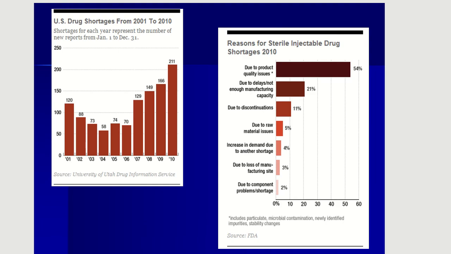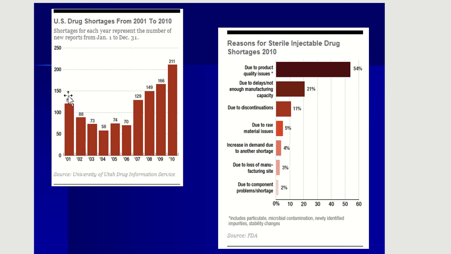Another example of a bar chart is this one, but also that one. This is a sideways bar chart. Same idea as a regular bar chart, but it's done sideways. By reading the title, you can figure out what this bar chart is about. This is the US drug shortages from 2001 to 2010. Again, you have the calendar years from 2001 to 2010, and then you're looking at the shortages for each year, represented by the number of new reports between January 1 and December 31, meaning in 2001 there were 120 drugs in shortage.